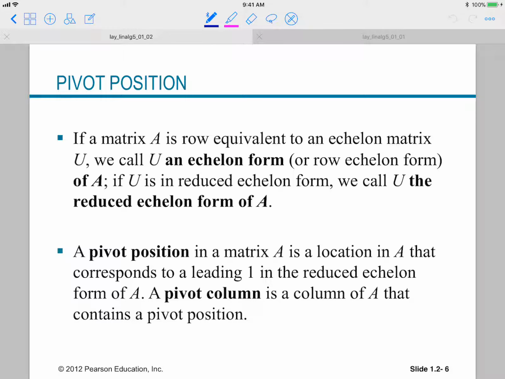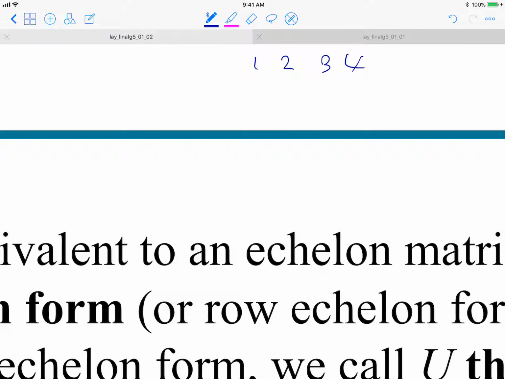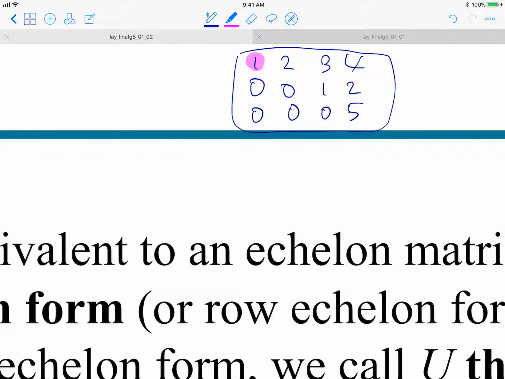그 리듀스드 에슐론 폼이 이런 것도 돼요? 중간에 0이 이렇게 쭉 들어가고. 네, 그래요. 될 뿐만 아니라, 그게 아마 우리가 또 예제로 배울 텐데요. 이제 1, 2, 3, 4, 5, 0, 0, 1, 2, 0, 0, 0, 5 이걸 보면, 자 이게 피벗이 여기 있잖아요. 그러면 이 리딩 엔트리 위에 요놈들이.